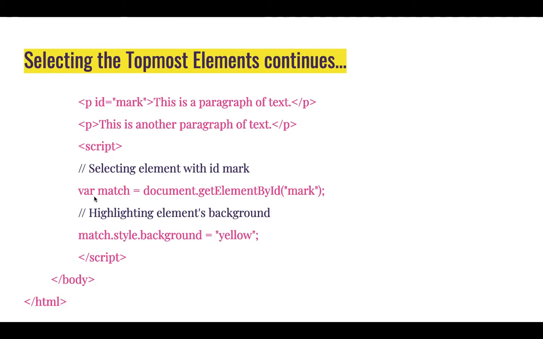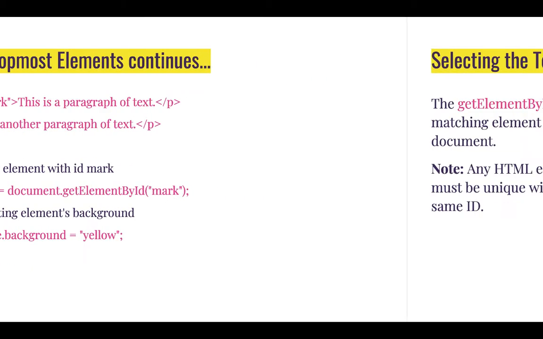So we created a variable match. And for the value, we said document.getElementById. So what this variable is containing is that paragraph element, because document.getElementById is simply saying look for the element that has the ID of mark and return it. So to highlight the element's background, we can simply say match, which is this particular element, match.style.background, and then we change the color to yellow.